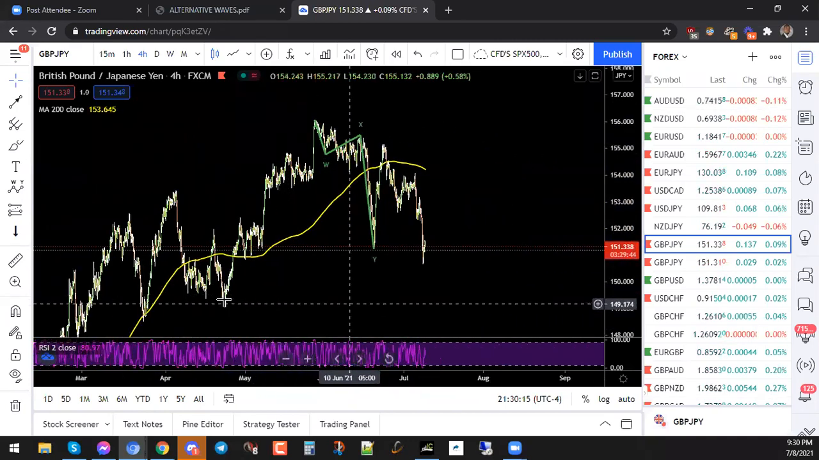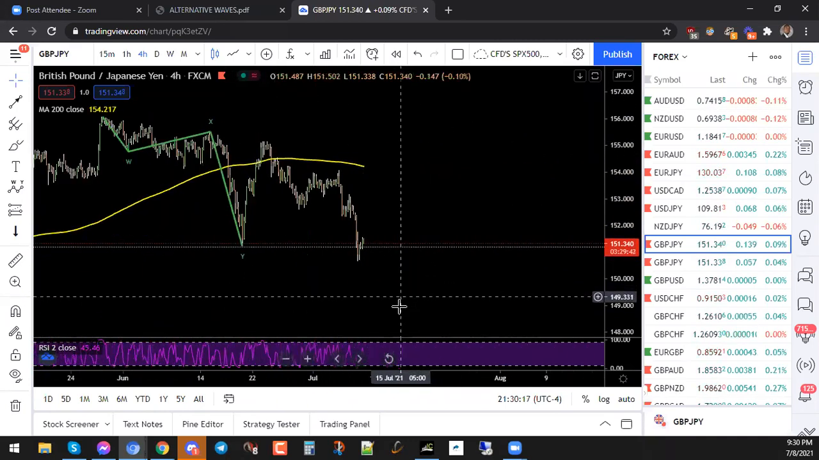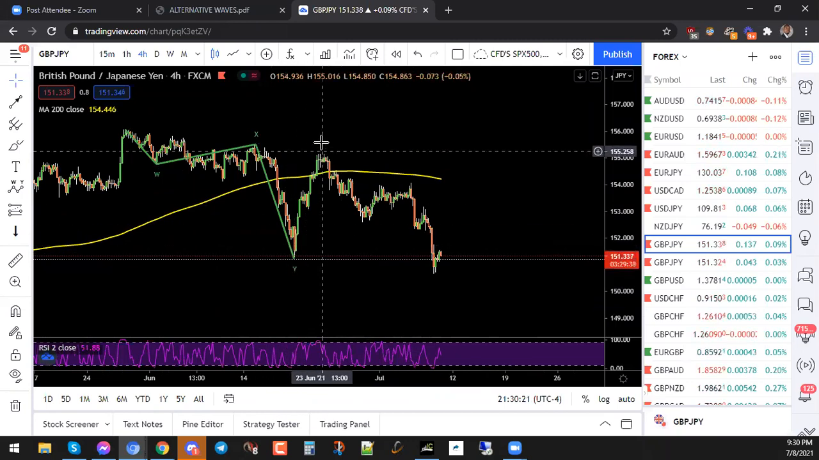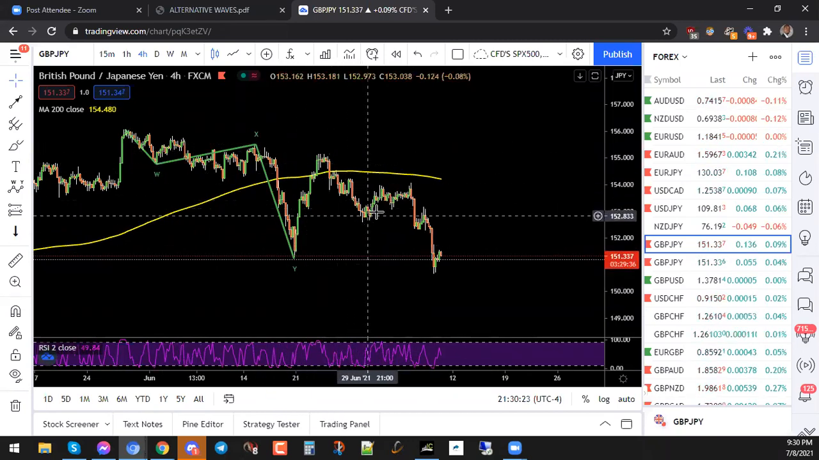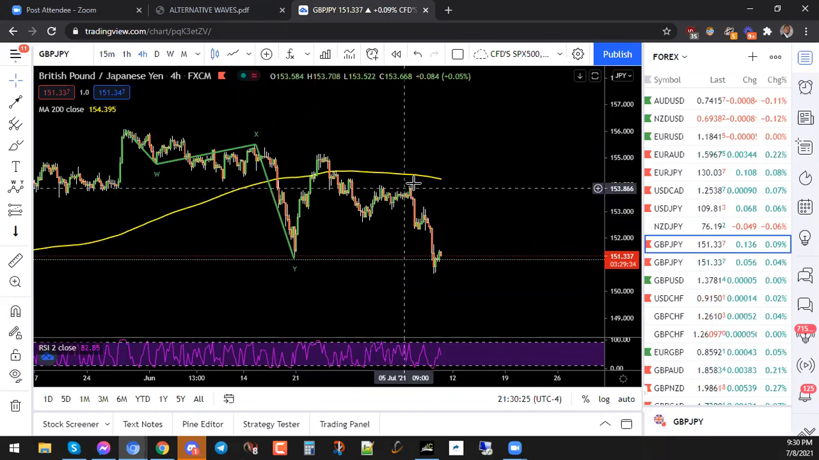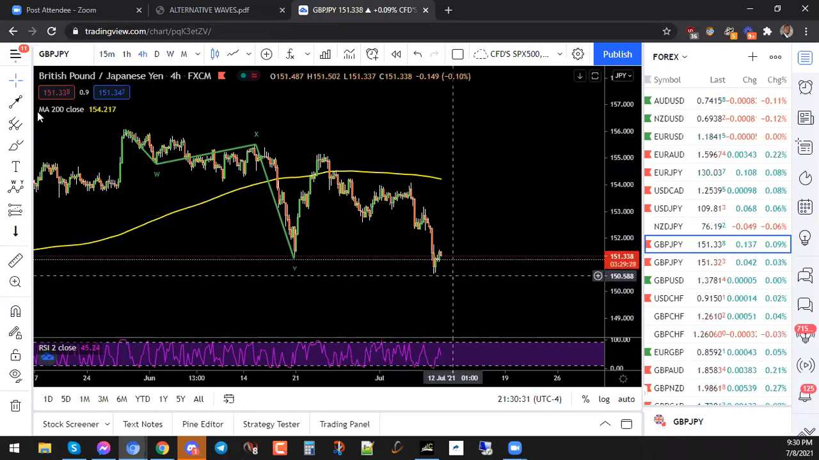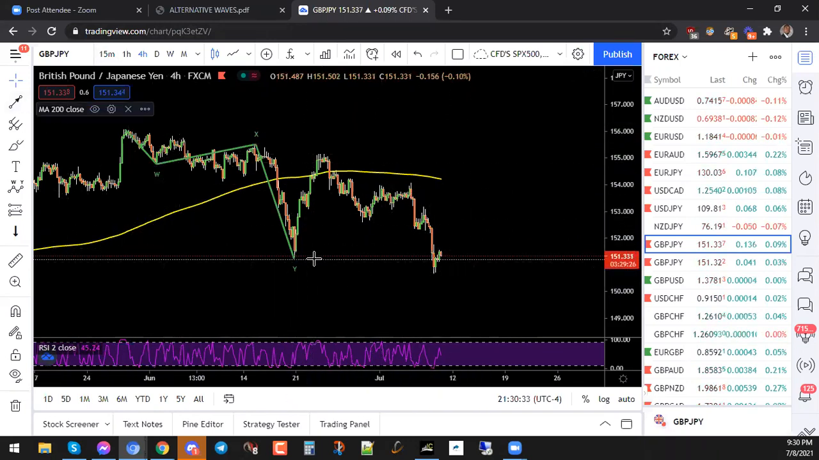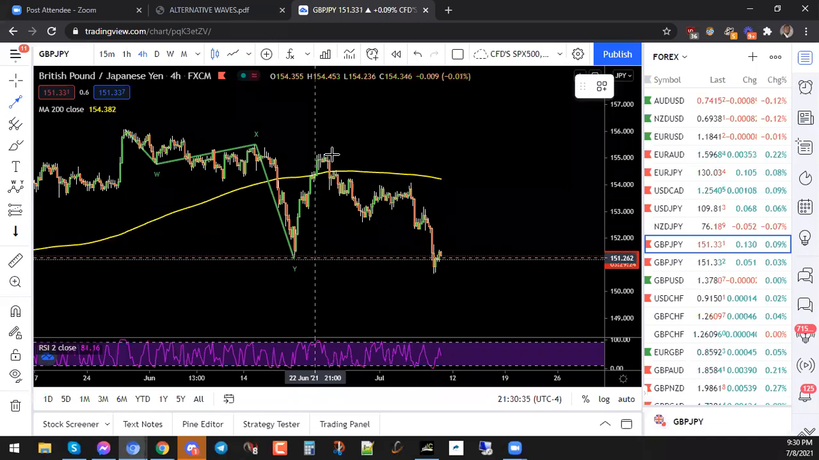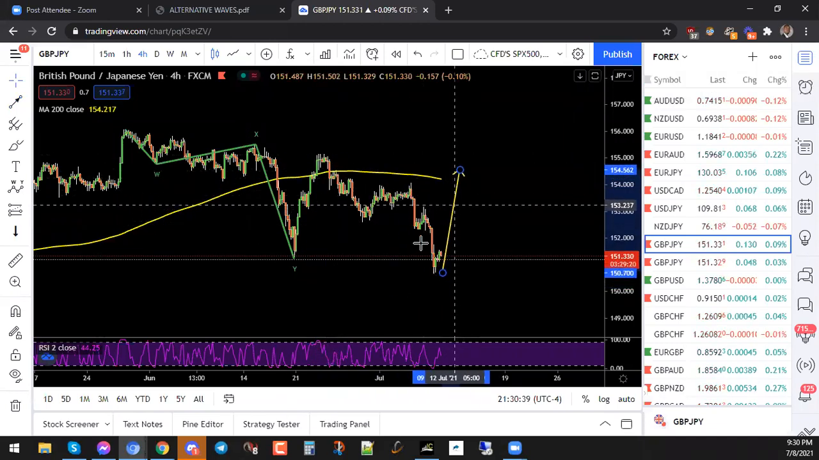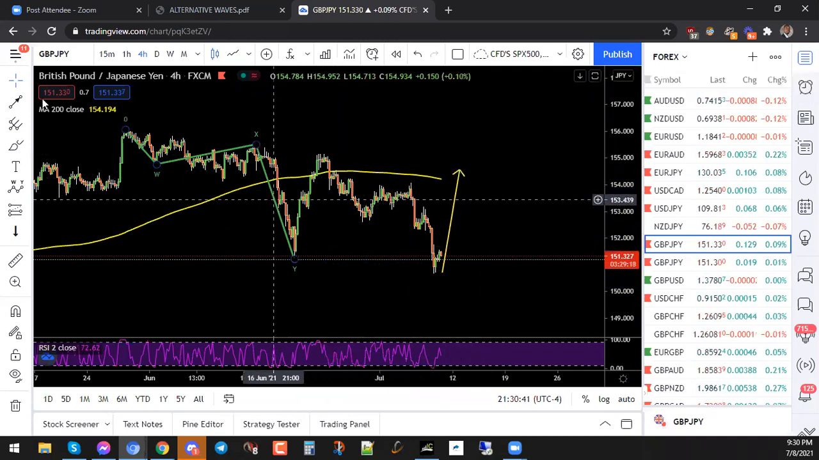Okay. So we did get an impulse. And here's what we're getting next. So we have impulse up, and then we get 1, 2, 3. Now, I'll be expecting at least this wave to come back. Maybe from around here. I'll expect that to happen.